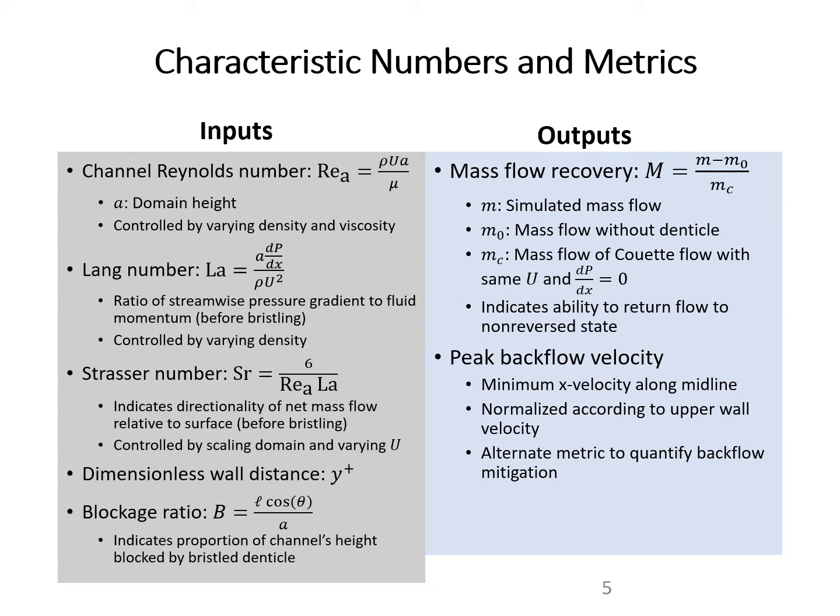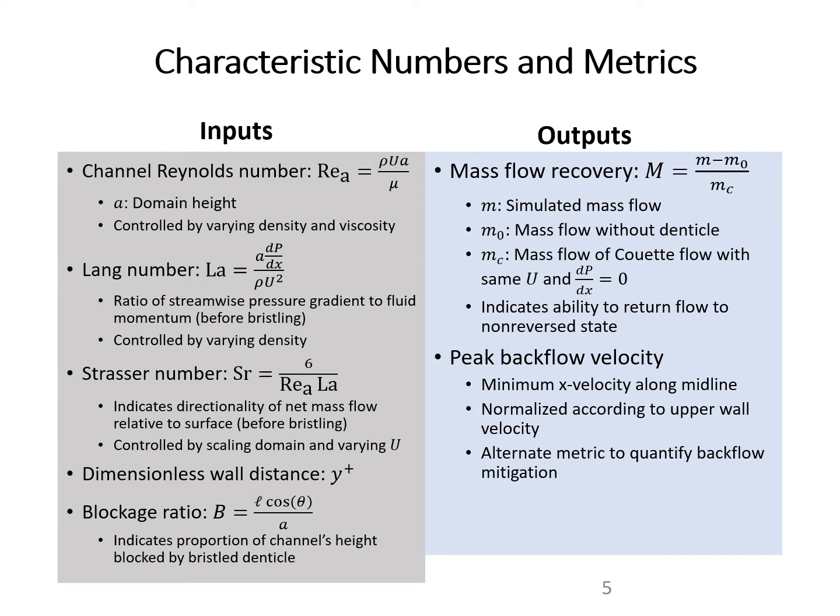For this, we're using the channel Reynolds number, where our characteristic length is the height of our domain, so the distance between the two plates of the couette flow. We control the Reynolds number by varying fluid density and viscosity, which is one advantage of a computational study, as we can vary these parameters very easily.